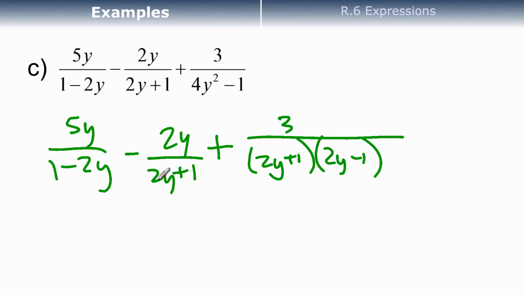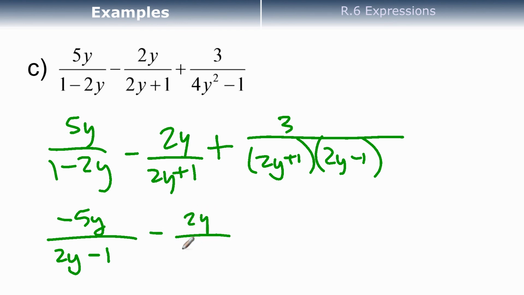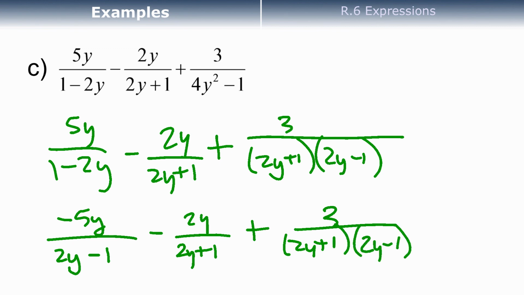Now, I'm feeling pretty good here because it's the same, but this one, it's not the same as that. One way I could do that is I could multiply both top and bottom by a negative 1. And what happens when you do that is it changes the sign on the top and it changes the order on the bottom. That's just a nice little trick that you may have learned in Math 85. Okay, I'm just going to write everything else down. 3 over 2y plus 1, 2y minus 1.